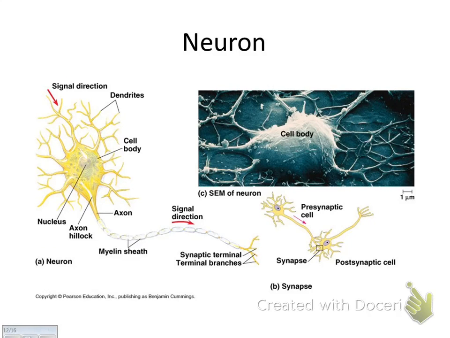MS is where your white blood cells attack the myelin sheath. Right? The white blood cells attack the myelin sheath, and so when the nerve impulse travels down the axon, it doesn't travel as well, and it like burns the muscles.